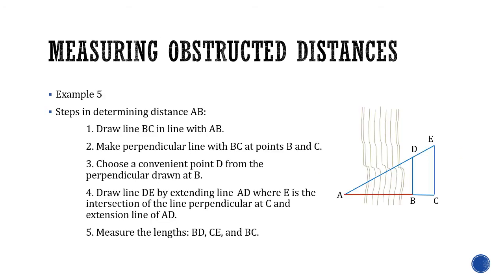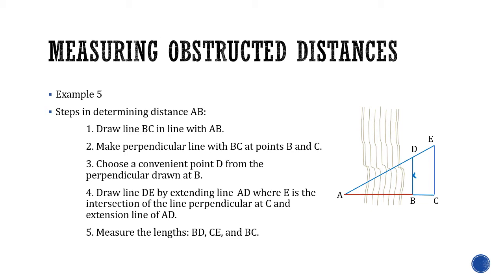So for example 5, same situation pero another approach. Determine pa rin AB. What you can do is to draw a line BC in line with AB, in the same direction. Ito yung BC. Make a perpendicular line with BC at points B and C. Gagawa ka ng perpendicular line from BC at B, tapos perpendicular line at BC from C naman. Yun yung dalawang perpendicular line na tinutukoy diyan.